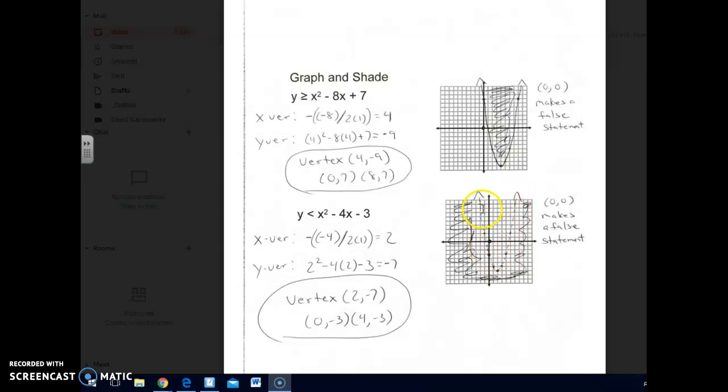It's a dotted line. I plug my 0, 0 back in. 0, 0 creates a false statement. 0 is not less than negative 3. So I shade away from where the 0, 0 is. We shade on the outside.